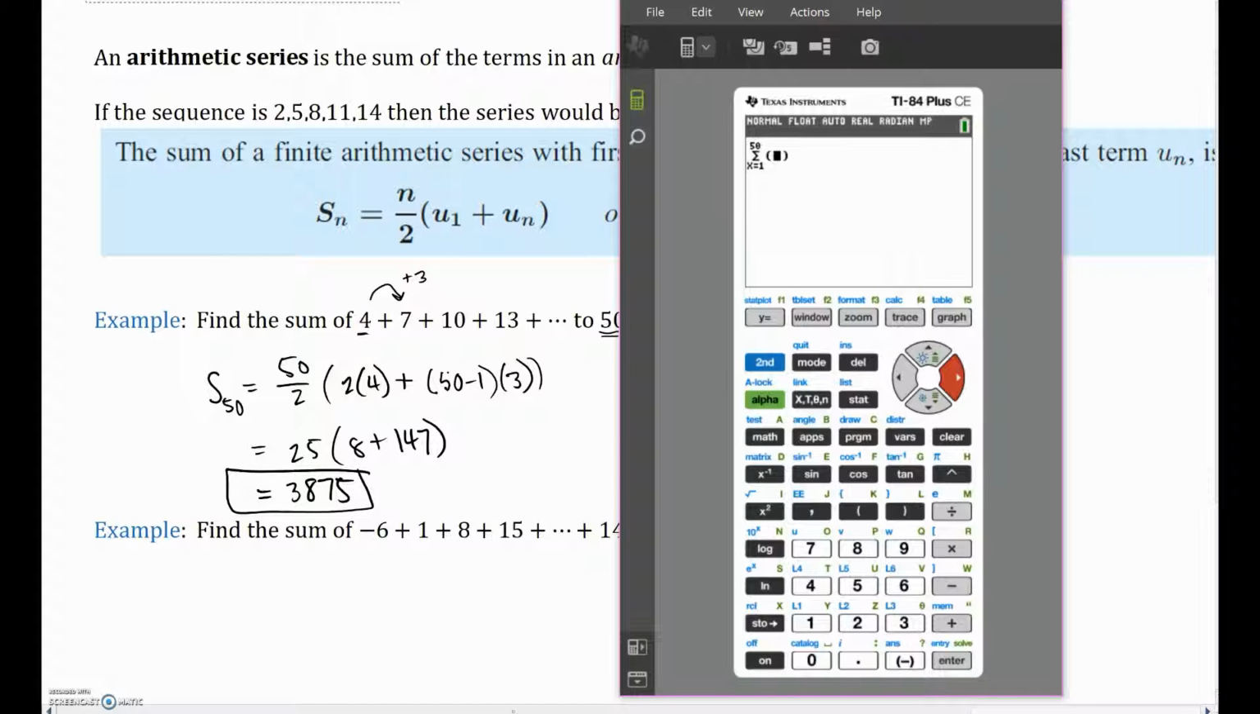Well, this is just an arithmetic sequence. So that is the first term, 4, plus, now it would be n minus 1. So I'm going to do x minus 1 because that's my variable, times d, which is, I think, 3, so times 3. And if I hit enter, that will find the list, and it will add it up, and it'll get me 3875, and I will feel pretty darn good.